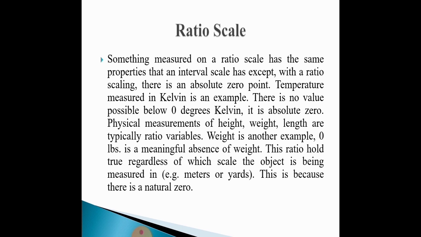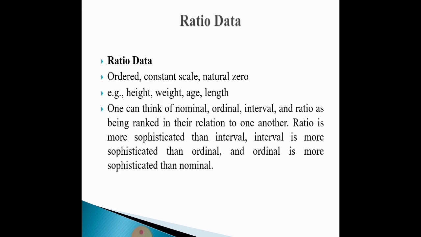It is absolute 0. Physical measurements of height, weight, length are typically ratio values. Weight is another example, as 0 pounds is a meaningful absence of weight. The ratio holds true regardless of which scale the object is being measured. Example, meter, yard. This is because there is a neutral 0. Ratio data, ordered, constant scale, neutral 0.